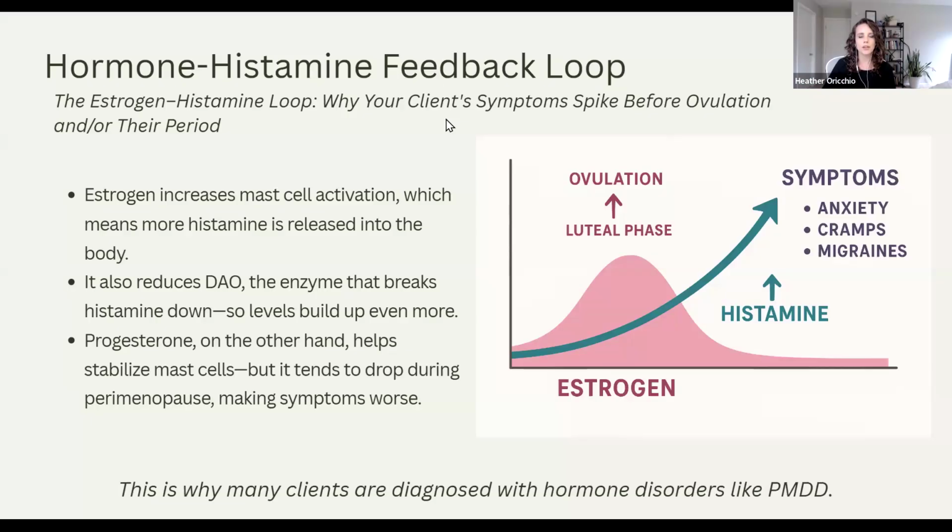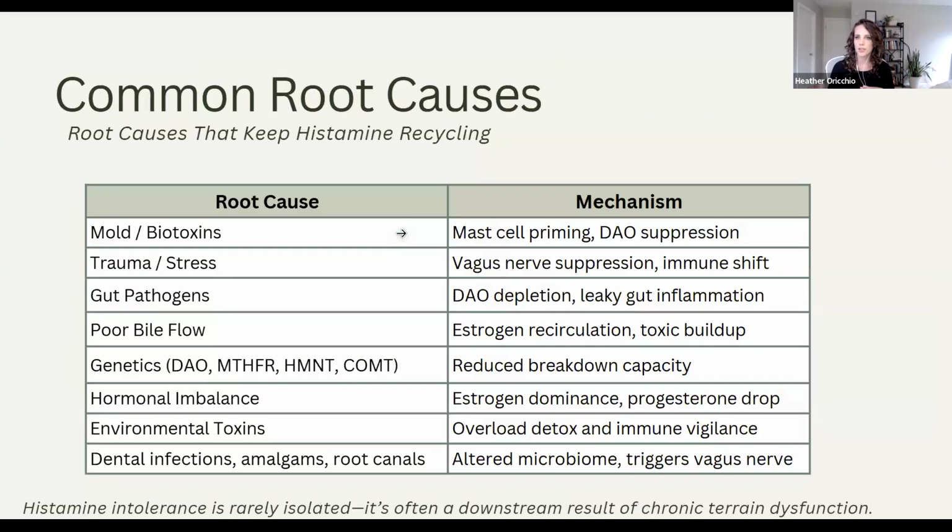Okay, so again, with common root causes, what's the mechanism going on between these root causes? When we think about mold and biotoxins, there is mast cell priming, mast cell activation, and DAO suppression. With trauma and stress, we have vagus nerve suppression. There is an immune shift going on. With gut pathogens, we're going to be depleting that DAO. We're going to have leaky gut, inflammation, poor bile flow. So I could have like 3 slides just on bile flow.